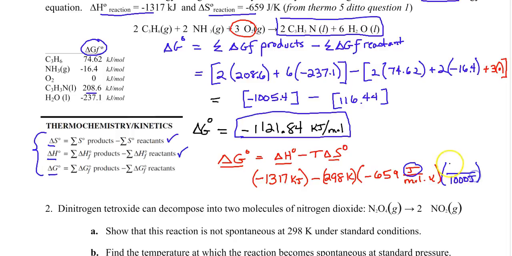1,000 joules for 1 kilojoule. So I can just put that in there. Another way I can do it, if you want to be fancy, 1 over 1,000 is the same as 10 to the negative 3, isn't it? So I could also put that factor in there as well.